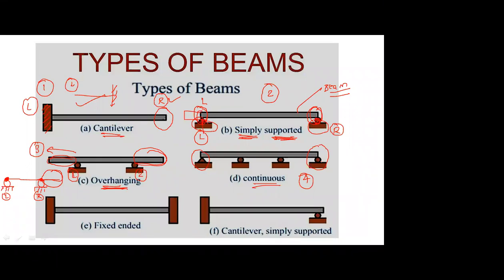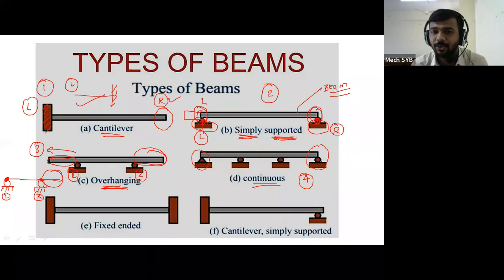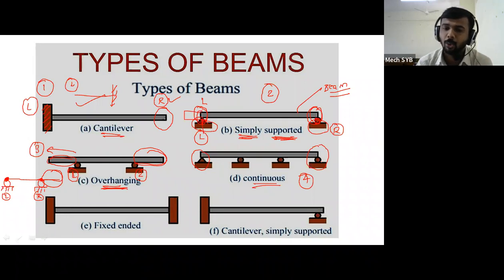Which is rest on more than two supports. Correct. The beam which is rest on more than two supports, that beam is called a continuous beam. Therefore, it is not compared with the simply supported and the overhanging beam. In simply supported and in overhanging, there are only two supports. But in figure number D, if you see, there are a total of 4 supports.